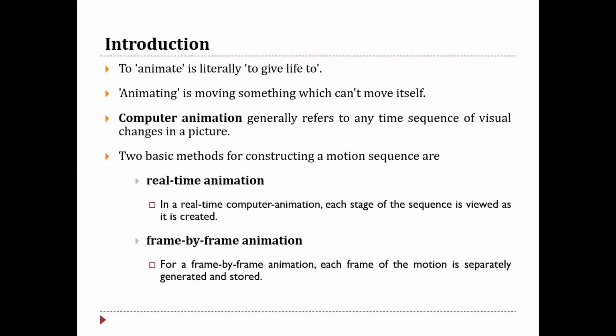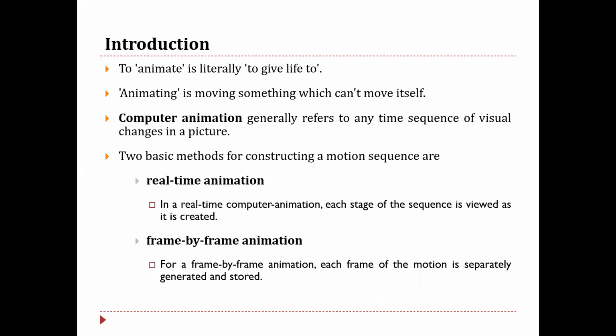What exactly do we mean by animation? To animate is literally to give life to anything for that matter. Animating is moving something which cannot move itself. That means an object which cannot move on its own, we try to create some movement in it. That is called animation for us.